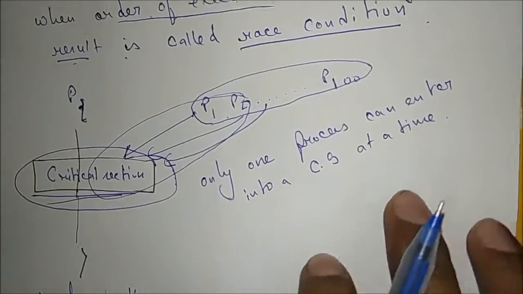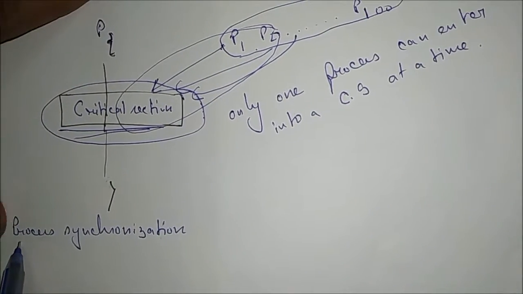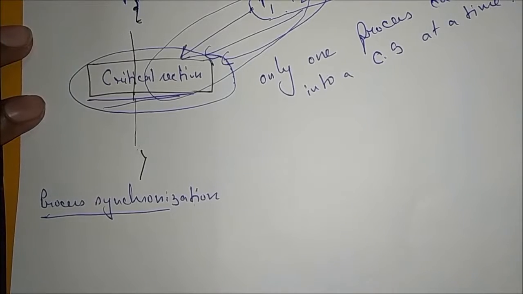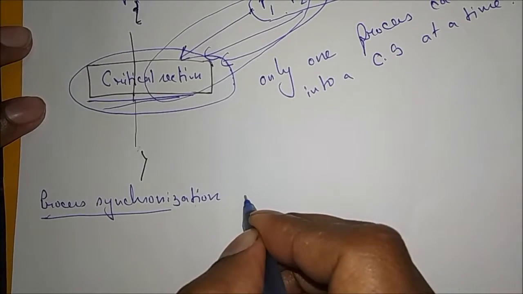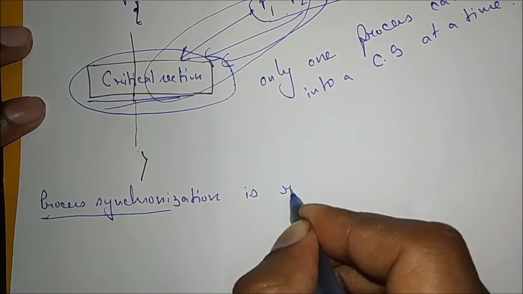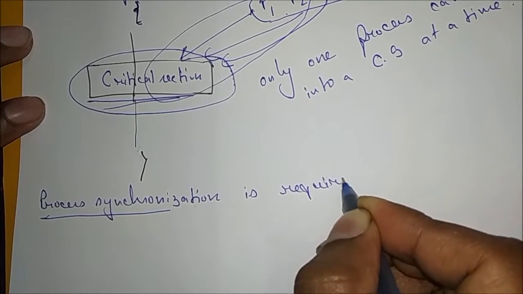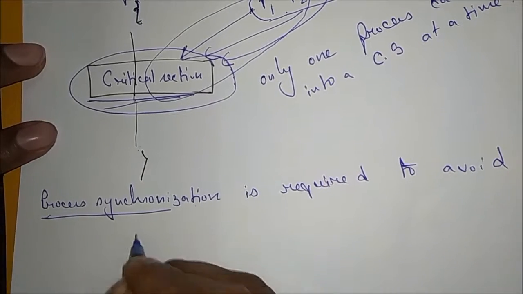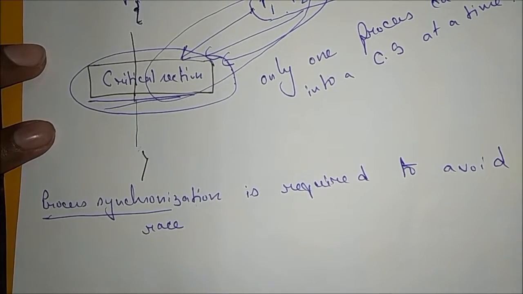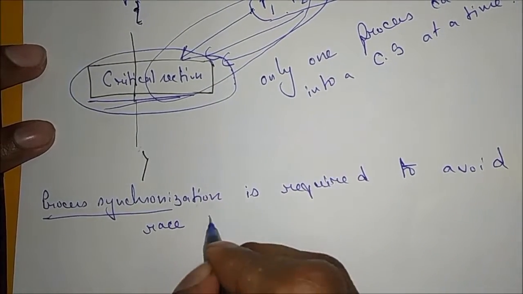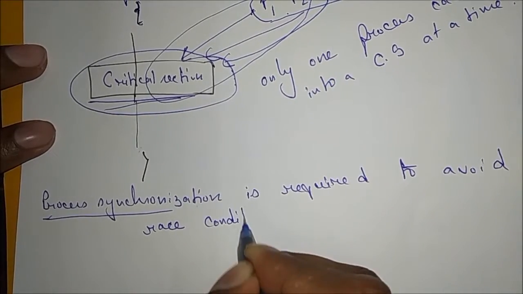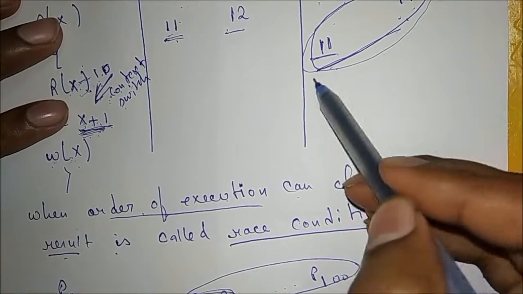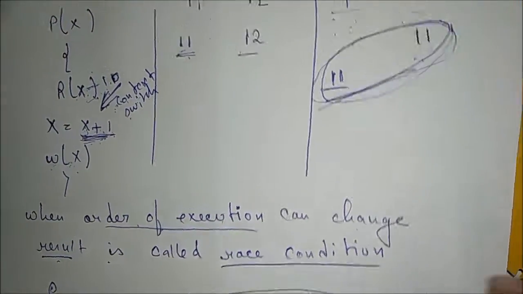Now, what do we mean by process synchronization? Process synchronization is required to avoid race condition. And we have just seen what race condition is: when the order of execution can change the result.